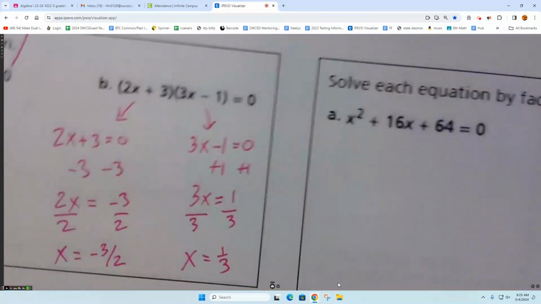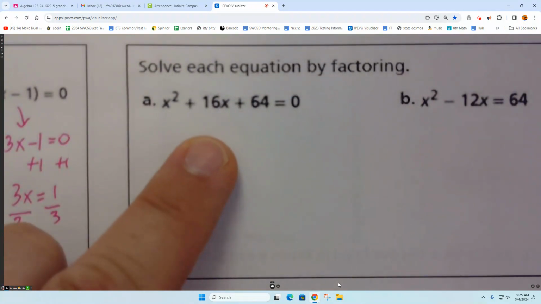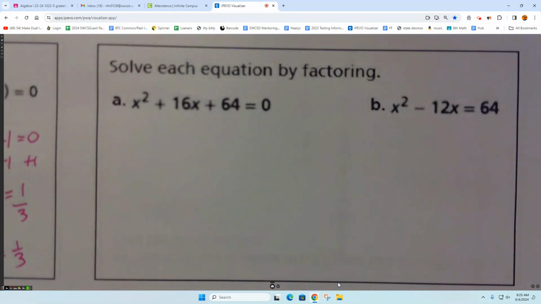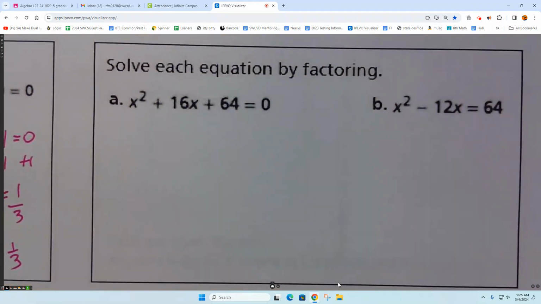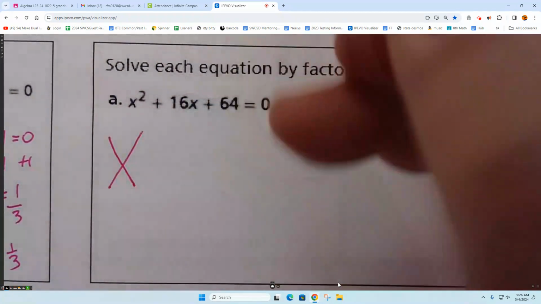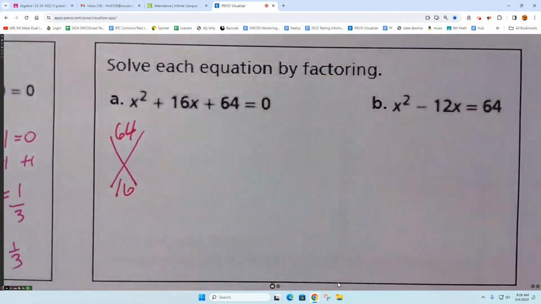Doesn't actually get too much harder than that. So this one here, what's the deal? What's wrong with that? Why can't I just go ahead and solve it like I solved the other ones? It's in standard form. We need to get it in factored form. And how do you get something in factored form? You factor it, right? So we got 64 and 16.